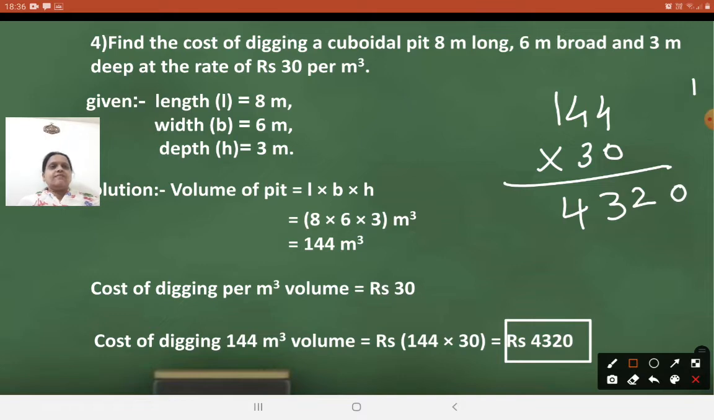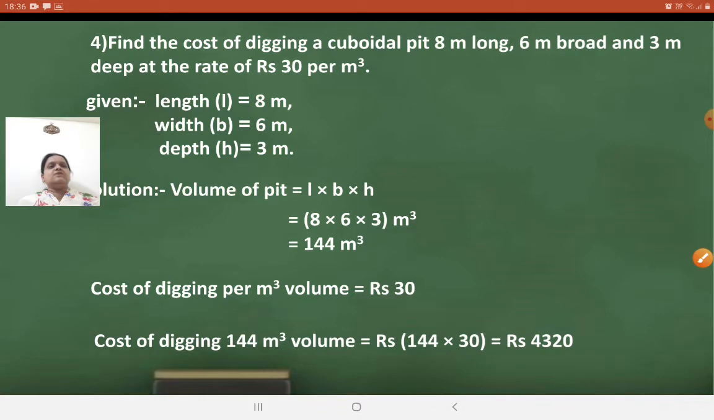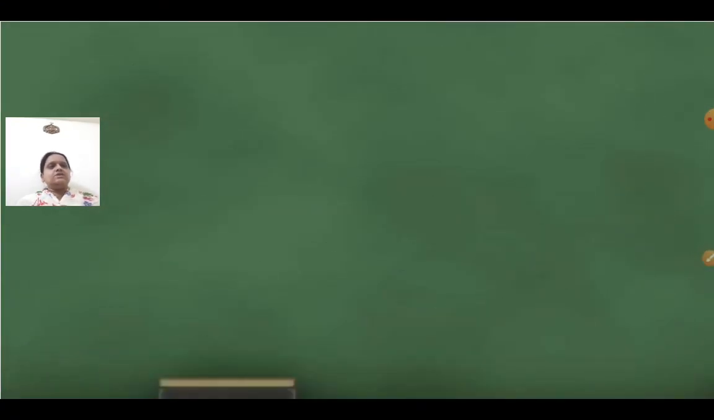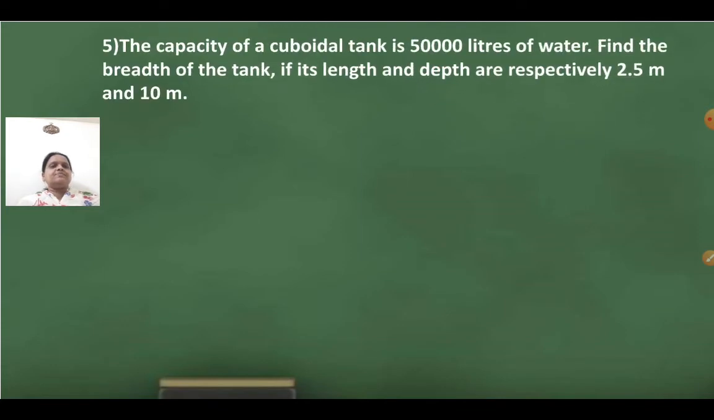So what we have done here: first find the volume of the pit, and to find the cost, multiply that volume by the cost per meter cube, which is given as rupees 30. And you get the final answer as rupees 4,320. Let us continue with the next sum.